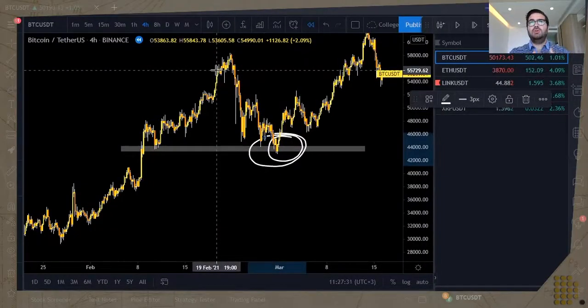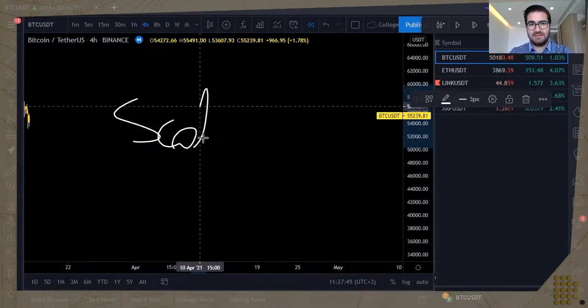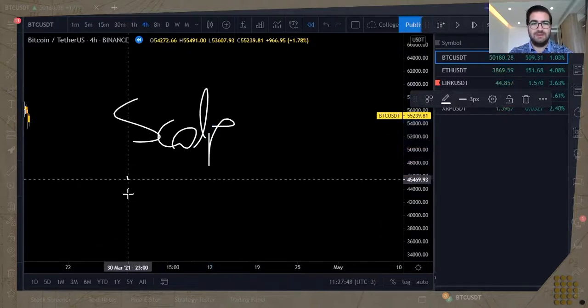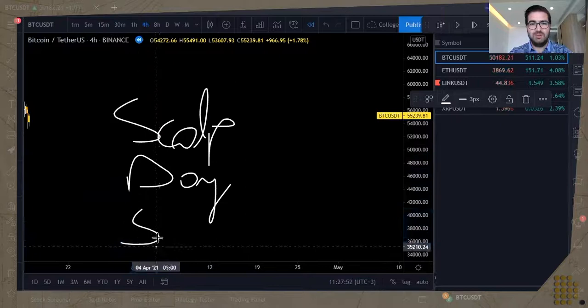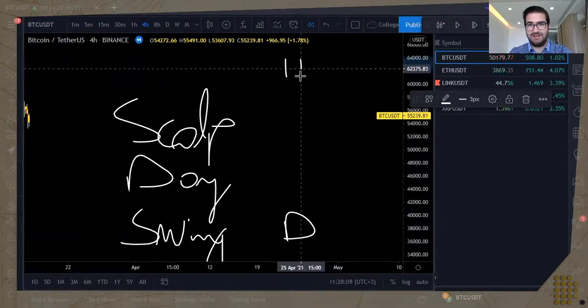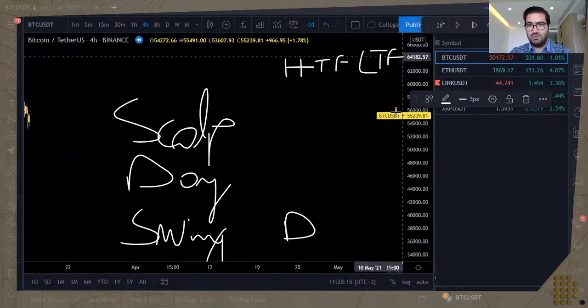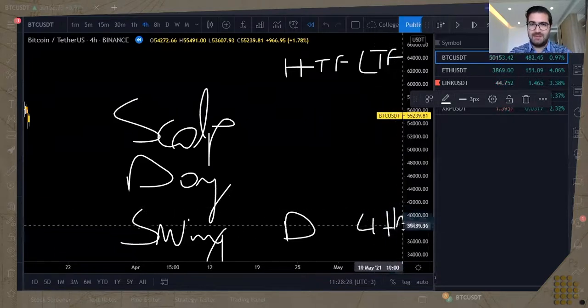So now I will help you pick the right time frame depending on your trading style. We have three different types of traders. We have scalpers, day traders, and swing traders. Me, I am a swing trader. That means my trading idea lasts between a few hours to a few days. I use the daily one as a higher time frame. So here I will put higher time frame. As a swing trader, I use the daily time frame, and for the lower time frame, I use the 4-hour. This is as a swing trader.